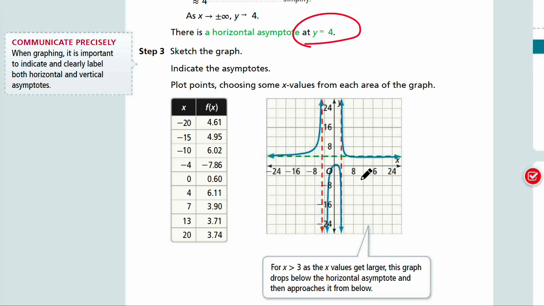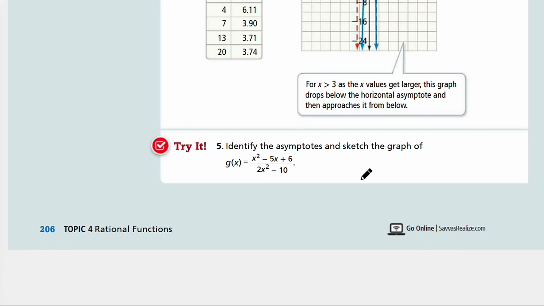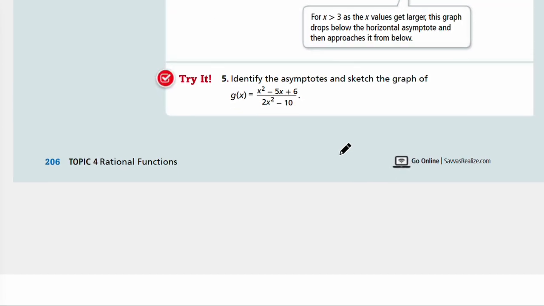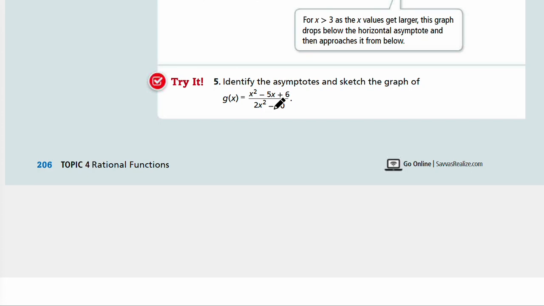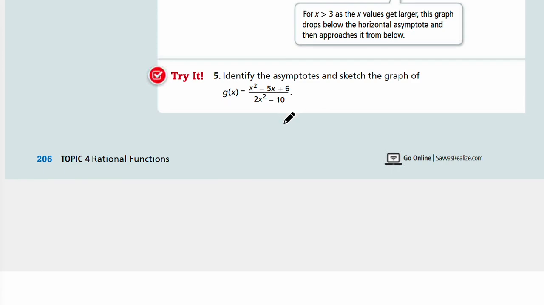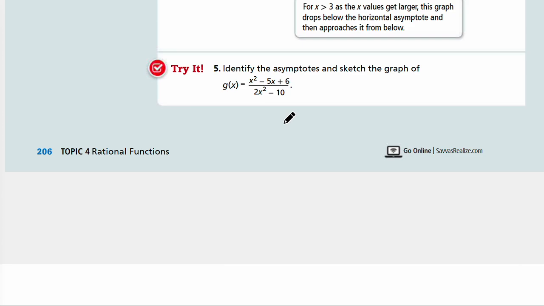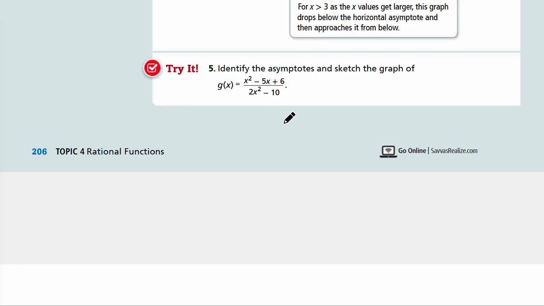All right, let's look at try number 5. This is going to be a weird graph, but you can do it. So let's identify the asymptotes and sketch the graph of g of x here. Follow the same steps and you'll be able to sketch the graph. Pause the video, see if you can do it by yourself. Come back when you're ready for answers.